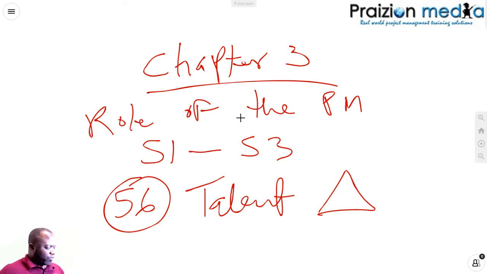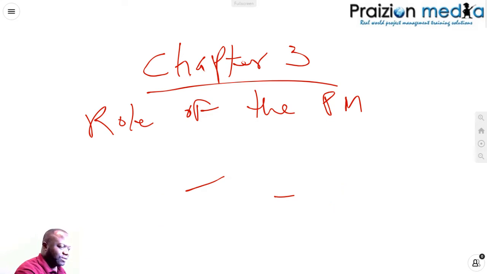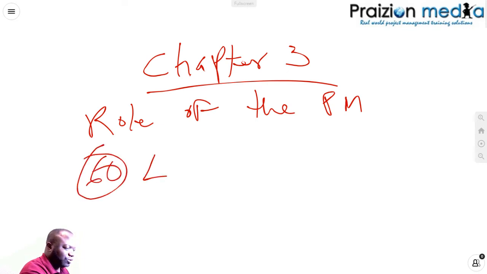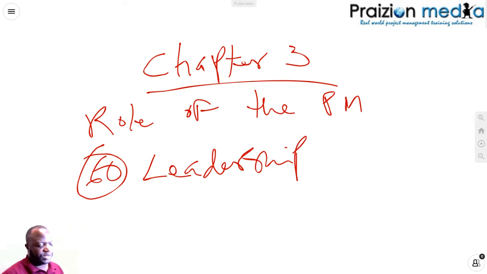Okay, so it's a great chapter. I often say it's my favorite chapter, chapter 3. So still on the role of the PM, another valuable page is page 60, because it goes into the topic of leadership, and this was not previously in the PMBOK guide anyway. Great chapter to read.